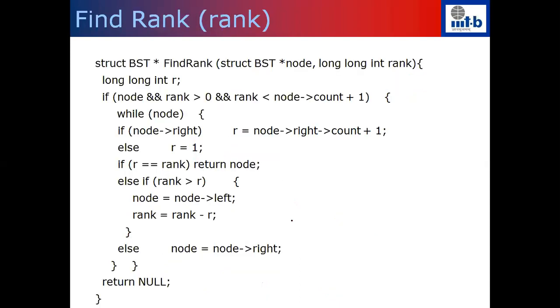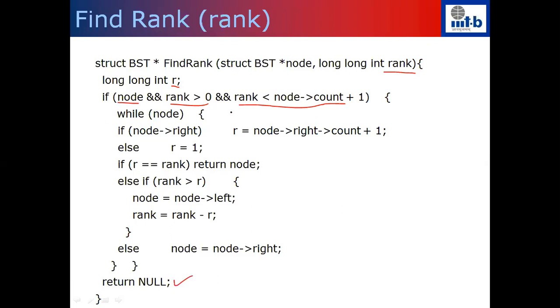This is also easy. So I am given rank here, right? R is a variable that I'm going to keep track of. The node should be not null, and rank should be greater than 0, and it should be smaller than the count plus 1. It can be equal to the count. In other words, the rank of a number should be between 1 and n, where n is the number of nodes in the binary search tree. If these conditions are violated, then I'm looking for something which doesn't exist in this binary search tree. So I'll end up returning null.